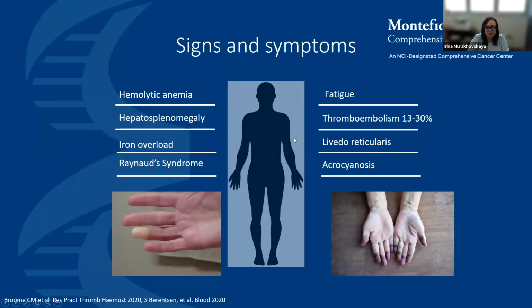The signs and symptoms of cold agglutinin disease include hemolytic anemia, with fatigue frequently out of proportion to the anemia, hepatosplenomegaly, iron overload, and thromboembolism, which can be seen in about 13 to 30% of patients. A significant proportion of patients also suffer from cold-induced vascular symptoms, including Raynaud's syndrome, which is here on the bottom left, livedo reticularis, or acrocyanosis on the bottom right.